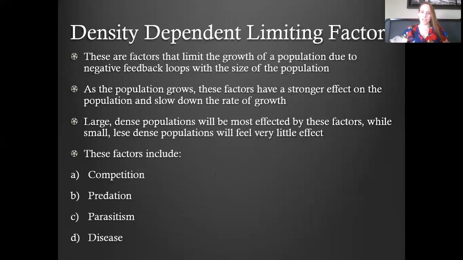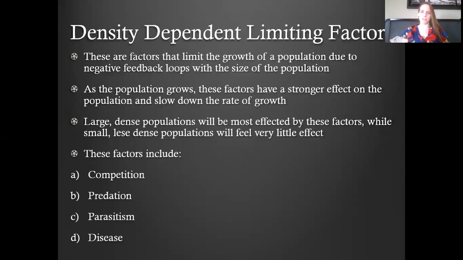The density dependent limiting factors will limit the growth of a population based on how big the population is. So a more dense population will have stronger limiting factors. So the larger a population grows, the slower its growth rate will be. That also means that in cases where populations are really small and have really low density, these factors aren't going to play a huge role.